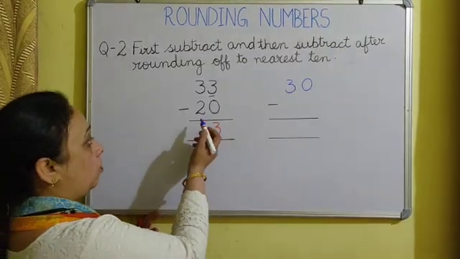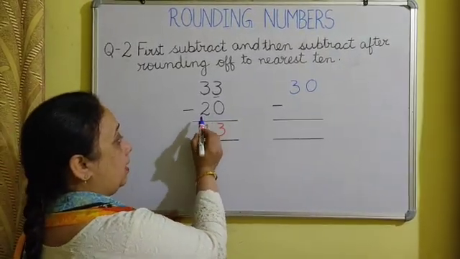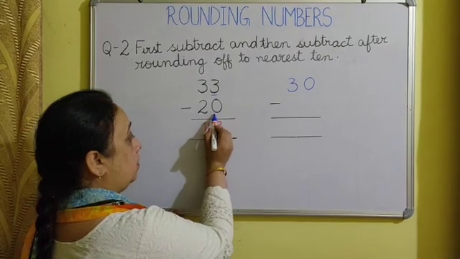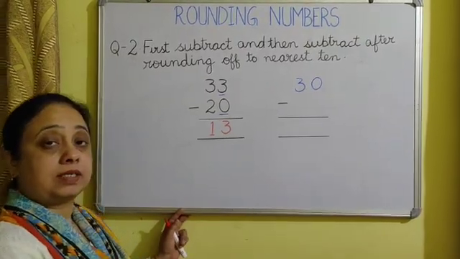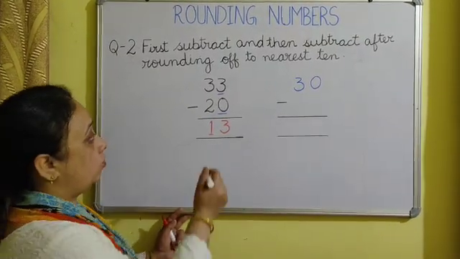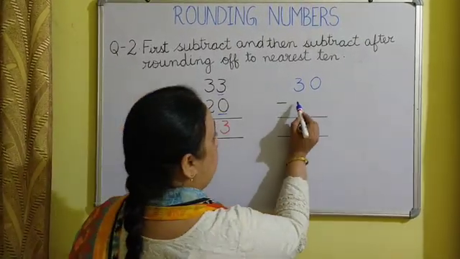Next number we have to round off is 20. Again, we have to look to the right of the tens place here. That is the ones place, and we have 0 here. This digit is less than 4. So what will we do? We will write 2 as it is. This will remain unchanged.